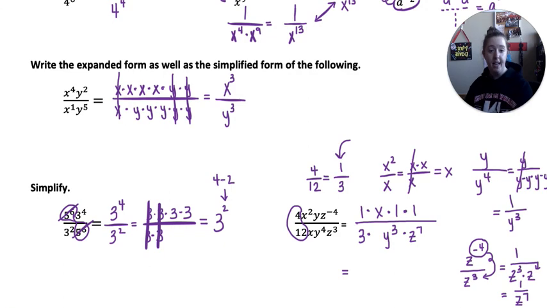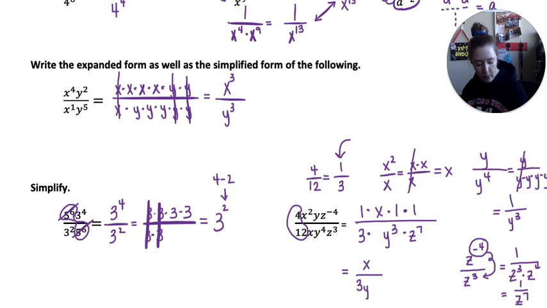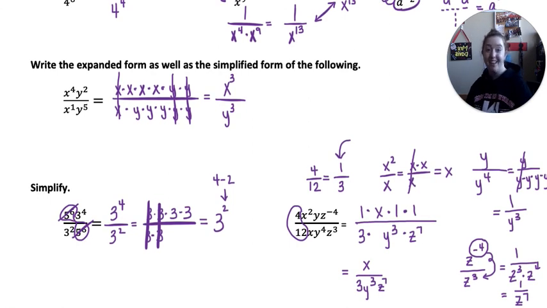So 1 times x times 1 times 1 is x. 3 times y cubed times z to the 7th power is 3 y cubed z to the 7th power. I know, a little beefy.